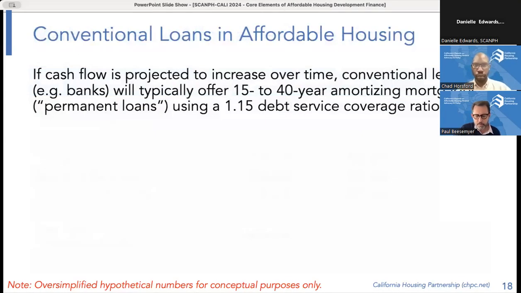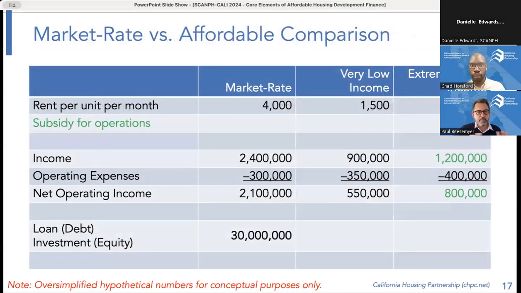Yeah. So actually, could you go back one, Chad? If you don't mind. Let's focus on that net operating income line. So market rate development, $2.1 million in net operating income, and that is going to support a bunch of debt. And then what's remaining is going to be peeled off to provide a cash on cash return to an equity investor. A very low income property, on the other hand, has only a quarter of the income. There is not much to go around.